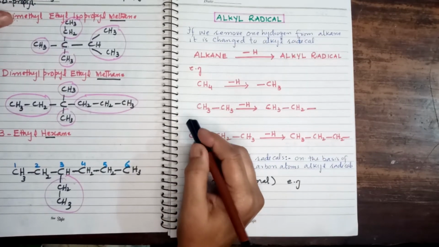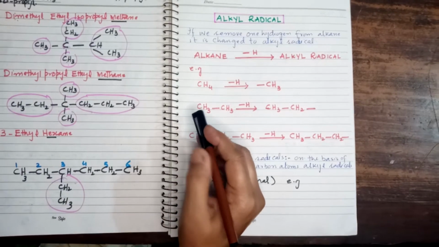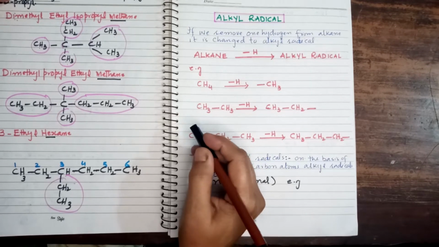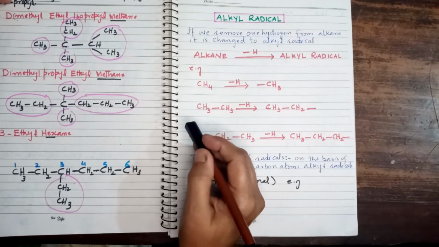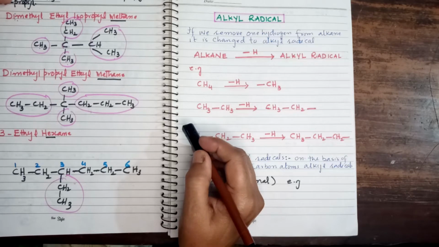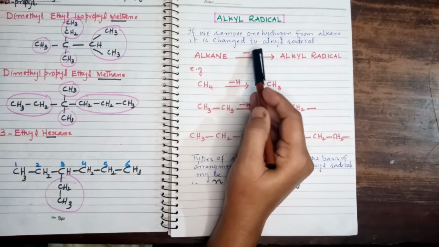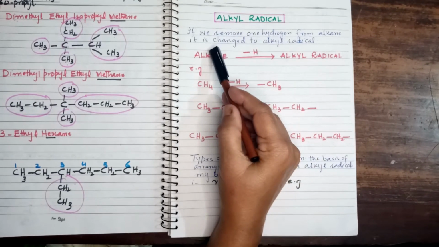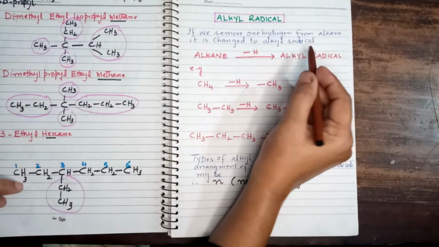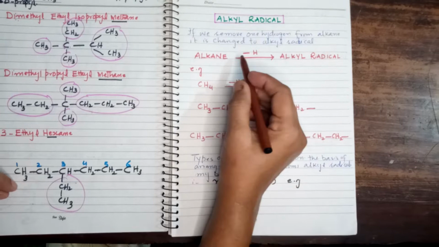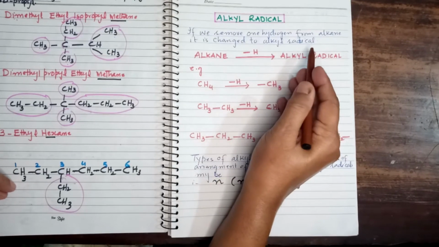Dear students, we will study about alkyl radicals. First of all, we must know what an alkyl radical is and how it is formed. As you can see, a definition is written in front of you. That is, if we remove one hydrogen from any alkane, it changes to the corresponding alkyl radical.